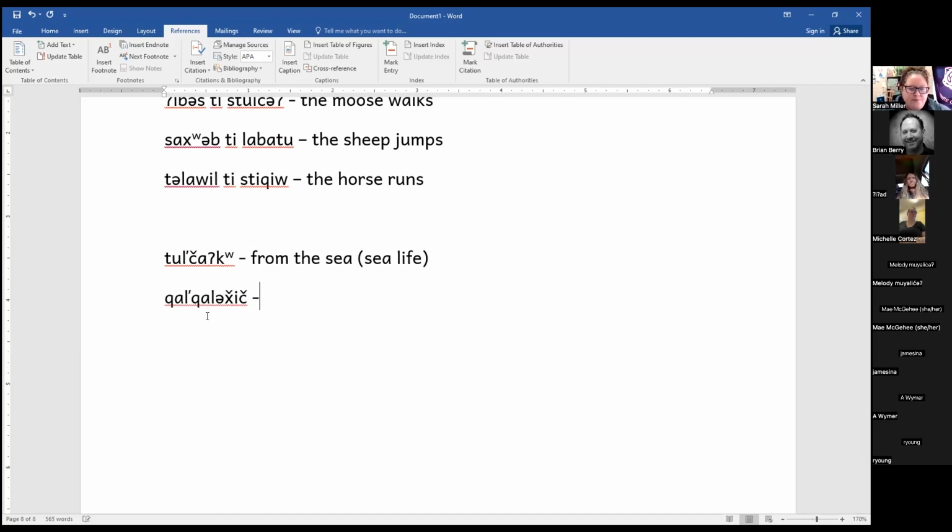Kalachech. Killer whale. You all know that one. Next we have Twillo. Twillo is gray whale. But we also use it for like any, it's our generic word for whale, but it is specifically gray whale.